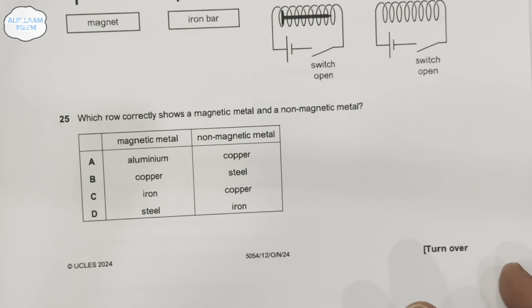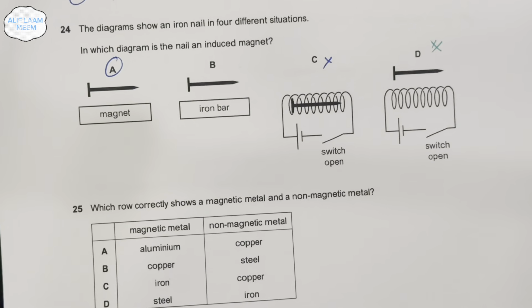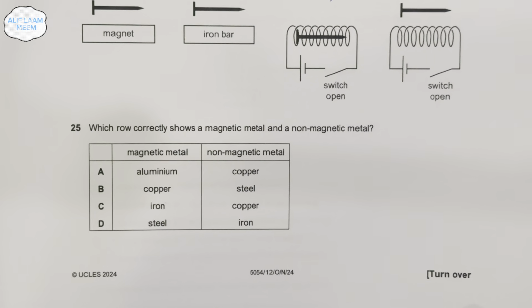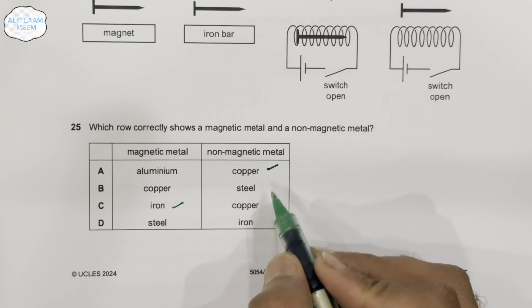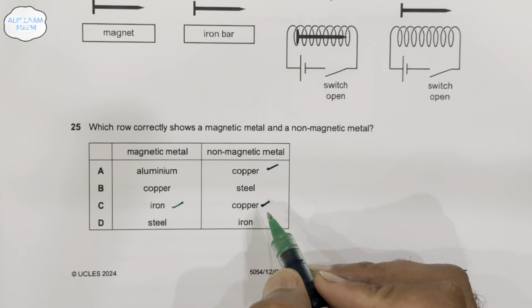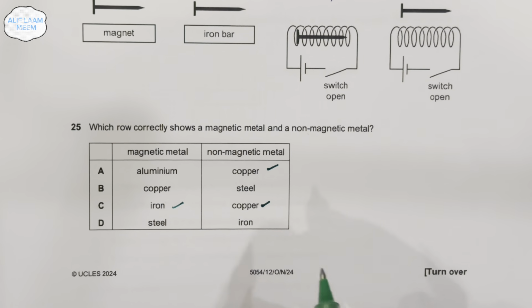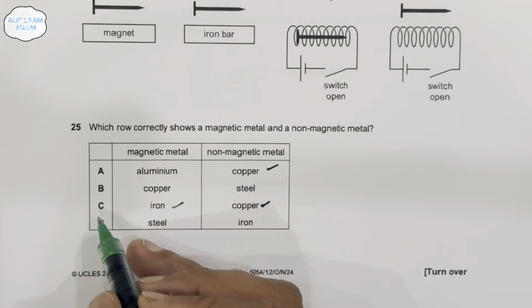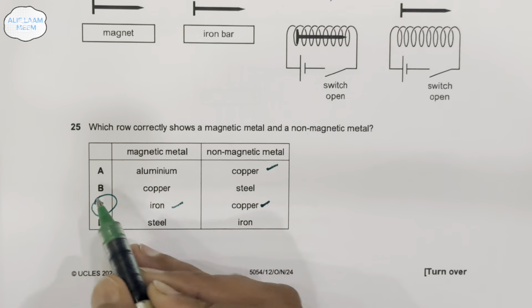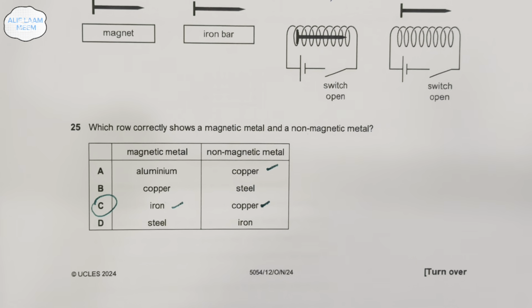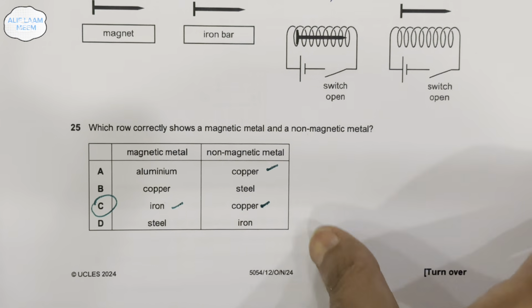Okay, moving to question number 25. Which row correctly shows a magnetic metal and a non-magnetic metal? We know that iron is a magnetic metal and copper is a non-magnetic metal. So option number C is carrying that option. Okay, moving to question number 26.